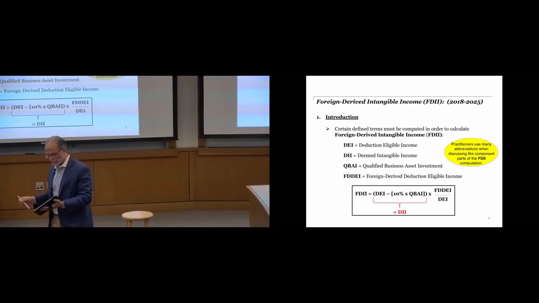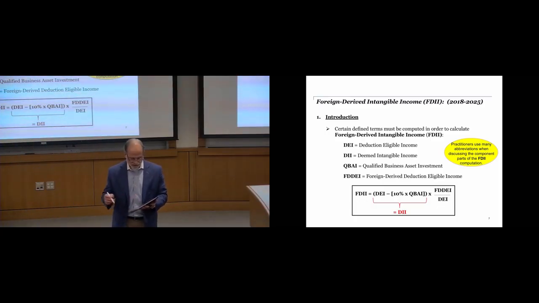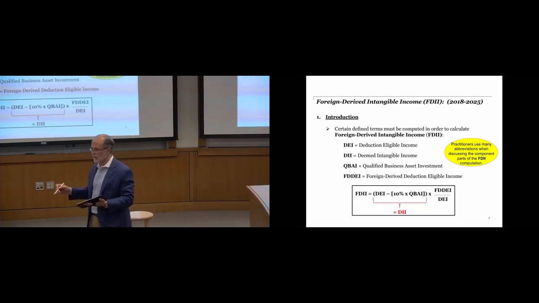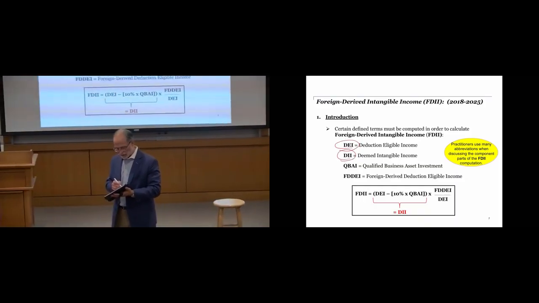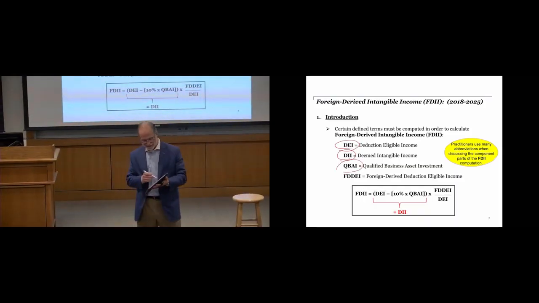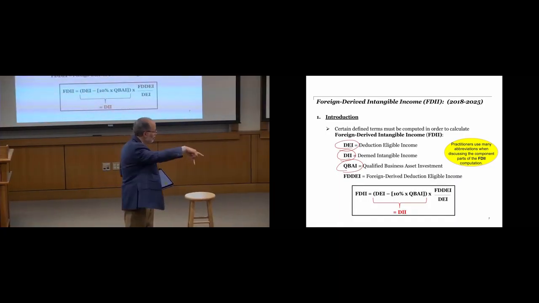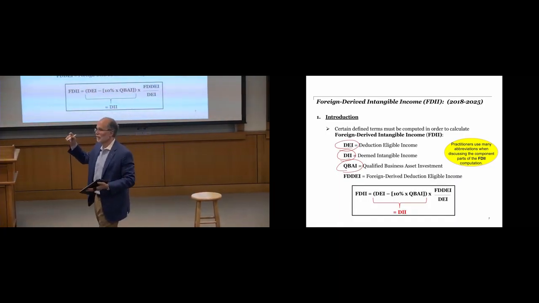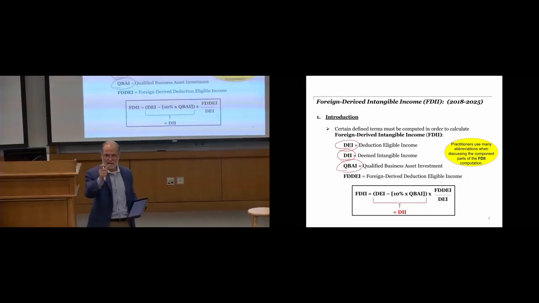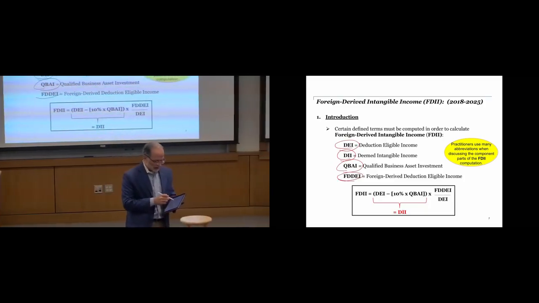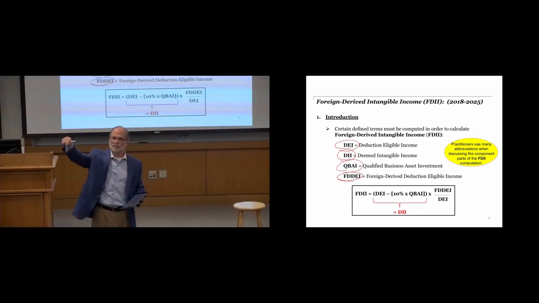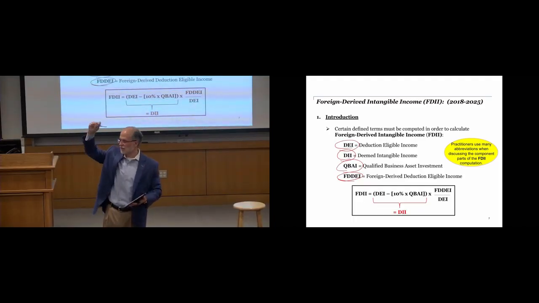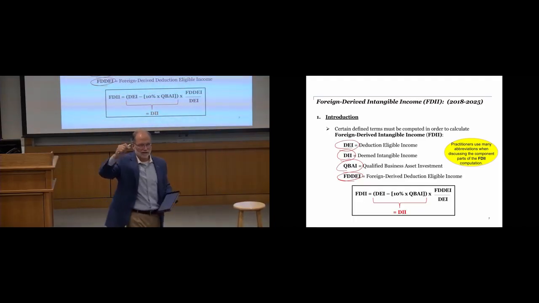Okay, so here's our alphabet soup that we're going to have to go through. Certain defined terms must be computed in order to get the FDII. First we've got to do deduction eligible income. We've got to do deemed intangible income. Then we do QBI. If you remember that QBI number, our definition is the same as GILTI. That's our tangible assets, and that's going to get my FDDEI. FDDEI is what our new regime is called. So they kind of pick one of those definitions and keep it, and we'll talk about why that is.